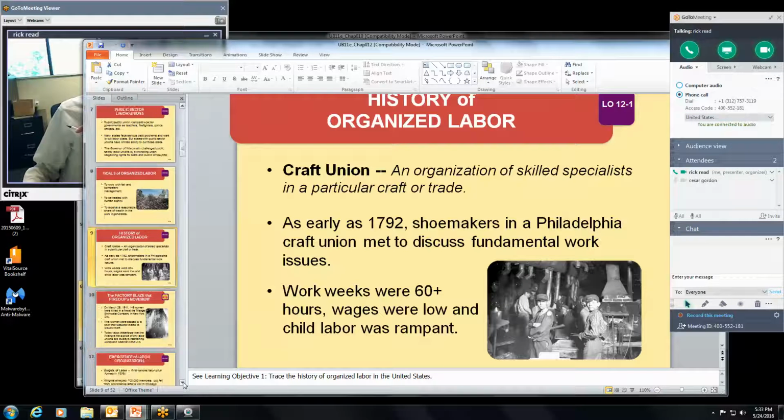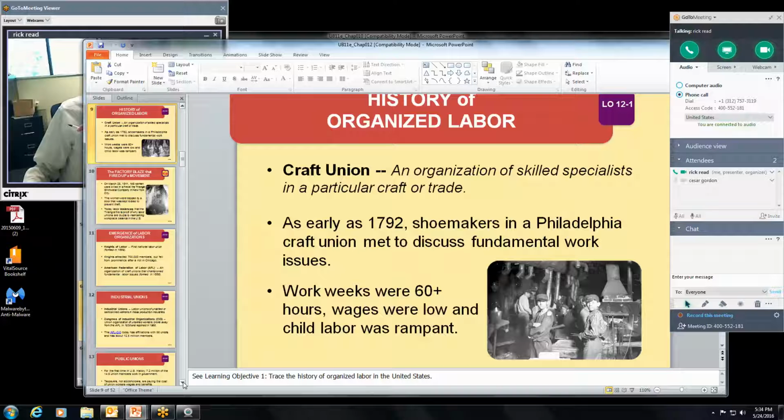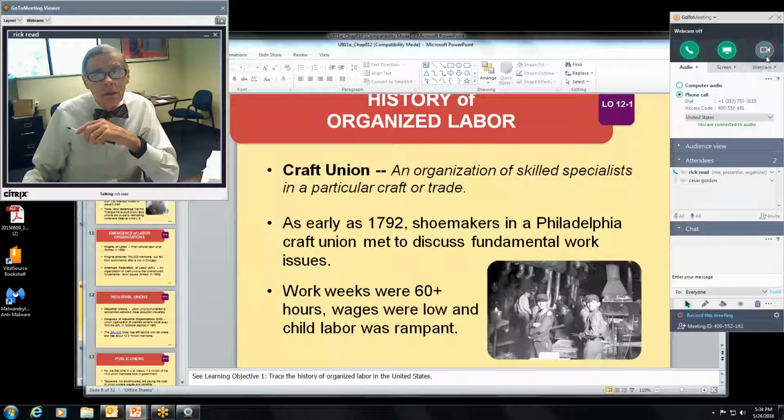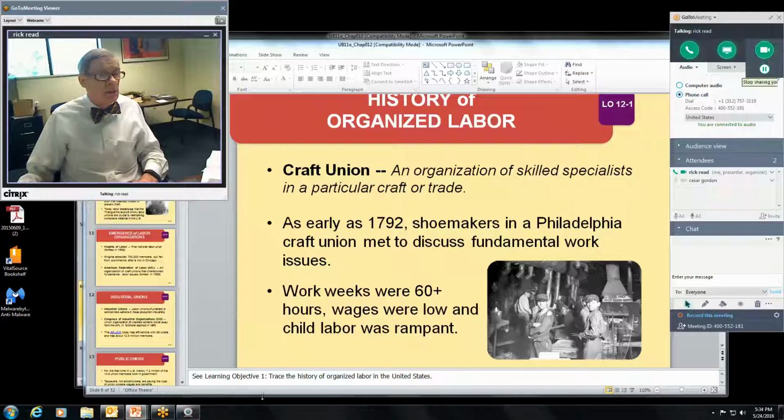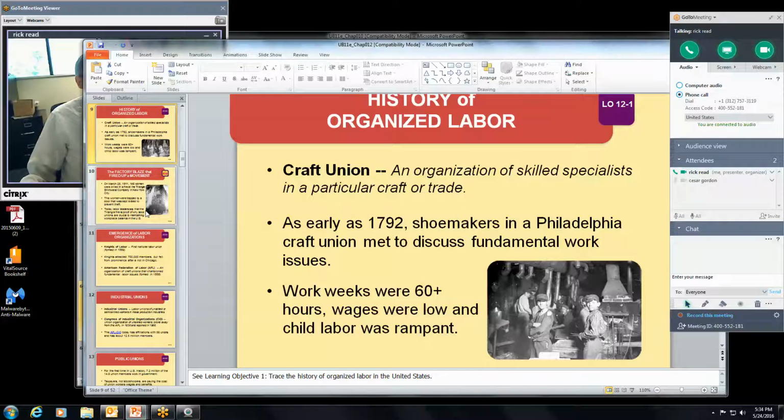Unions have been around a long time. We don't always think about that. The first union in the United States was the craft union known as cordwainers, shoemakers, and it started in 1792. Notice what work hours were in those days, 60 hours a week. That was normally 6 days a week, so that's 10-hour days. Often they got off for Sunday. Sometimes they didn't get off for that. Obviously, wages were low, and there was a lot of child labor.